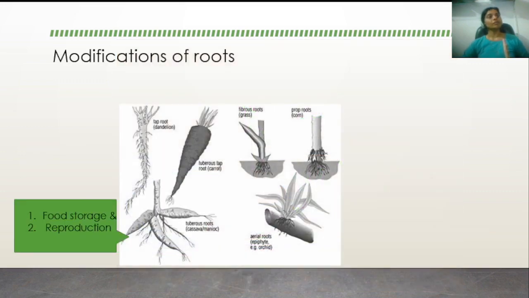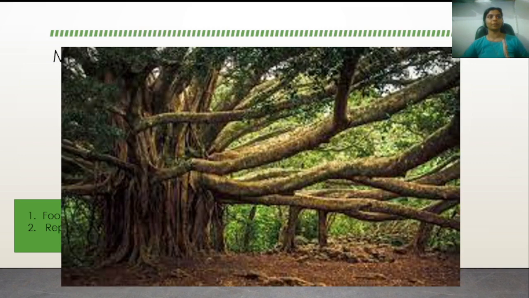So we understand that certain types of roots, especially tap roots, are important for food storage as well as reproduction in plants. What do you see here? You see a banyan tree. A banyan tree, as you can see, has some structures which arise from their branches and they grow towards the ground, right? What are these? Are they branches? No, they are roots, better known as prop roots.